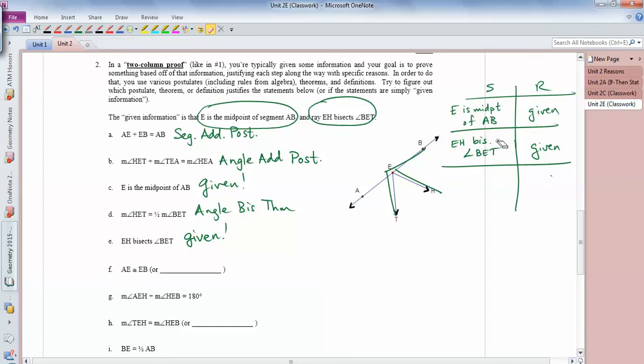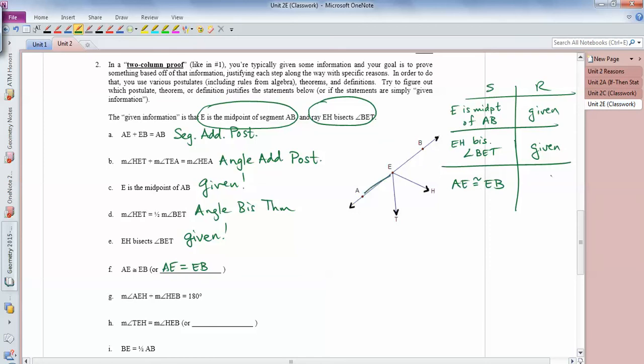In F, we're saying, okay, what about AE is congruent to EB? By the way, the or here is just the equals version. The equals version is if you're talking about how long the segments are. The congruent version is if you're talking about the actual segments themselves, like the sticks, if you could pick them up and move them. Okay, so what allows you to say AE equals EB or is congruent to EB?